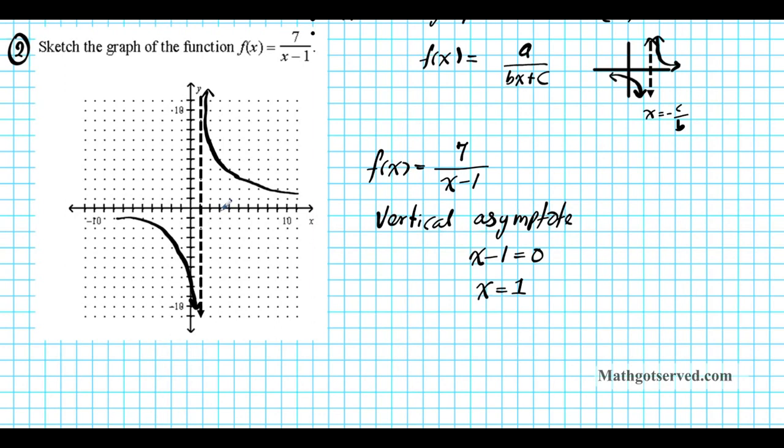Okay, so this is just a general sketch. I didn't go into what the end behaviors look like, but this is just a general sketch of what the function looks like around the asymptote, the vertical asymptote. All right, so there you have it.